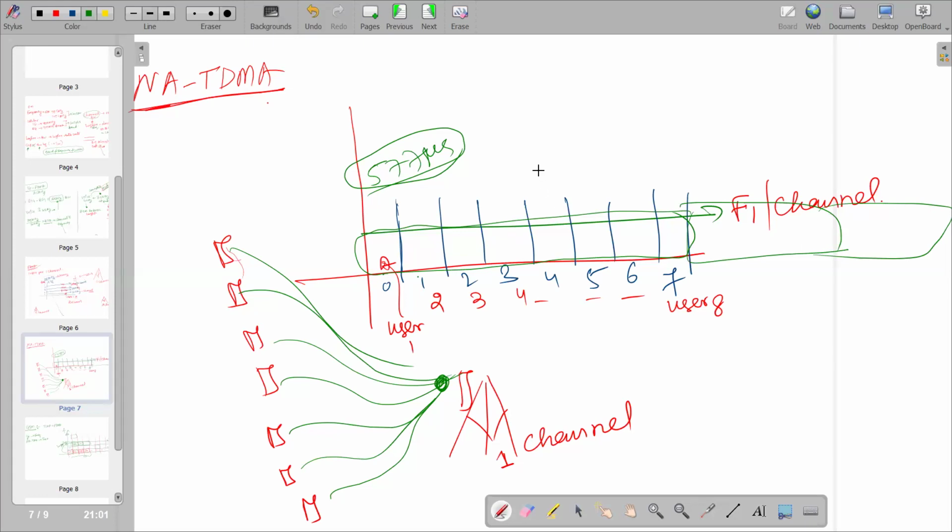This we call the frame. The smaller part is called the slot. A combination of 8 slots we call a frame, so data is sent in terms of frames. For now, I am closing. We'll see tomorrow.